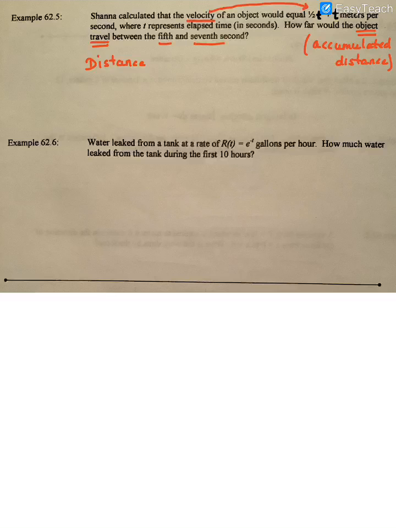We are going to have to do the integral. So we're going to do the integral of velocity. Integral of 1/2 t squared plus t dt, evaluated from 5 to 7. Okay, start by taking your integrals there.